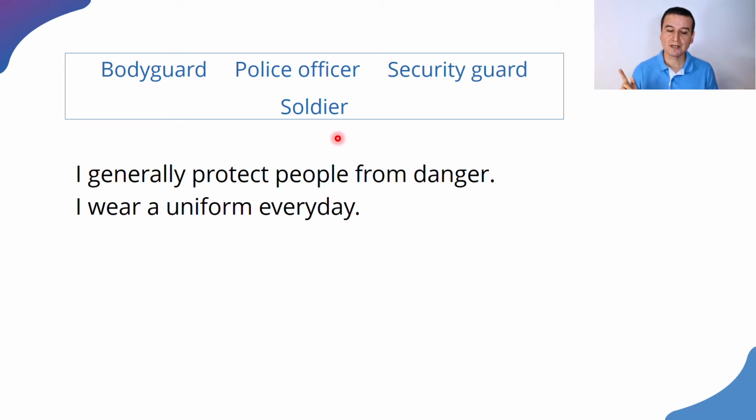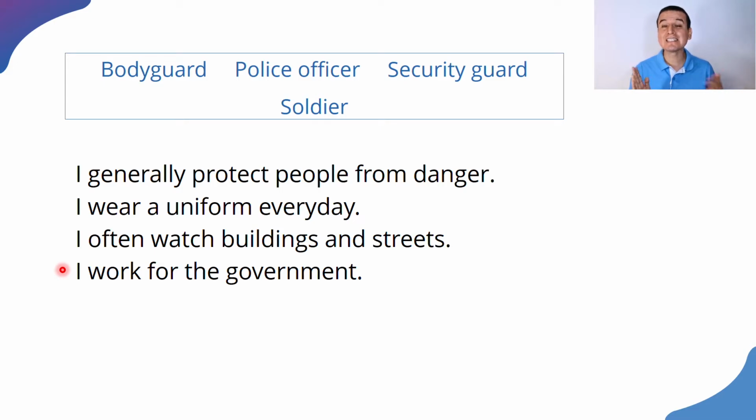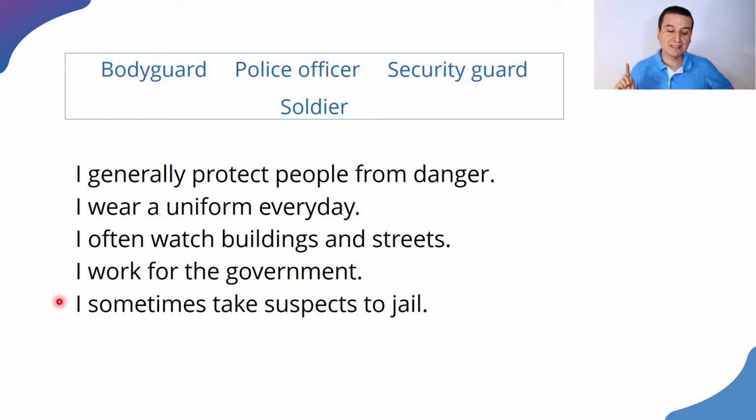Listen to the next description. I often watch buildings and streets. Who watches buildings and streets? Probably the 3 of them, right? And the next one. I work for the government. If they work for the government, probably not necessarily the security guard, but probably all of them. So let's wait for the last description to see if we can guess who the person is. Listen. I sometimes take suspects to jail. That means, who takes people to jail of those?